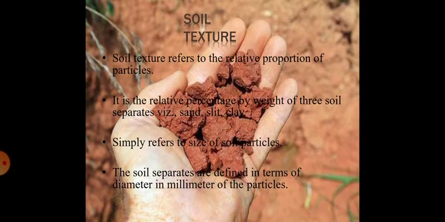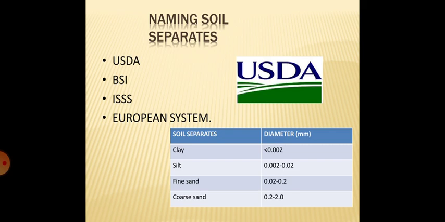Soil texture refers to the relative proportion of particles. It is the relative percentage by weight of three soil separates, that is sand, silt and clay. It simply refers to the size of soil particles. The soil separates are defined in terms of diameter in millimeters of the particles. Naming of soil separates are USDA, BSI, ISSS, European system.